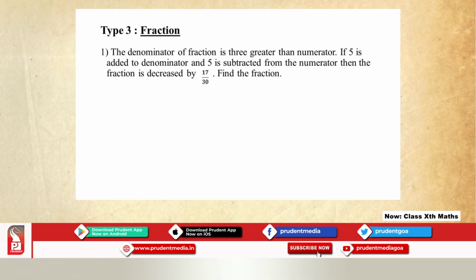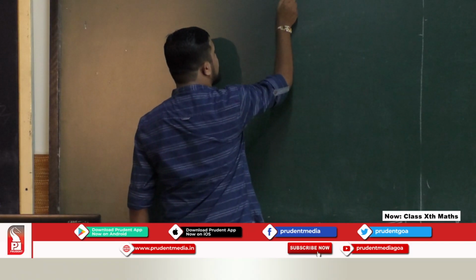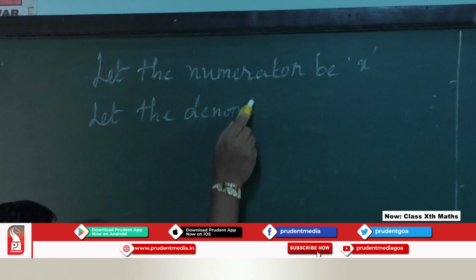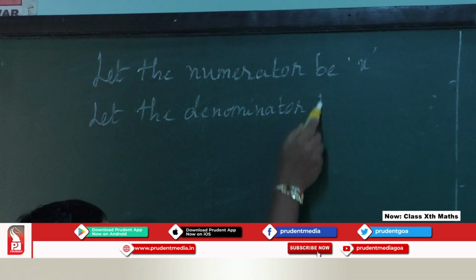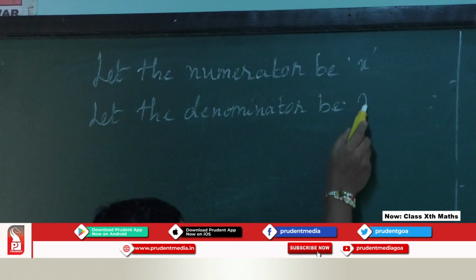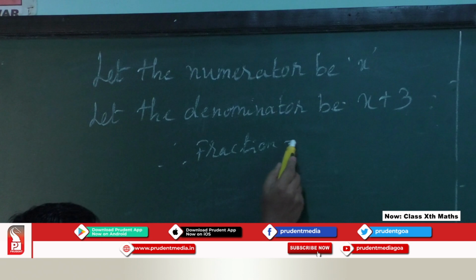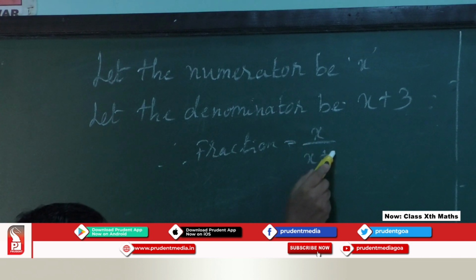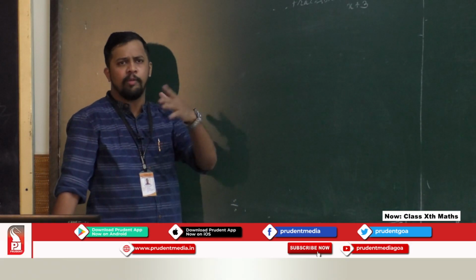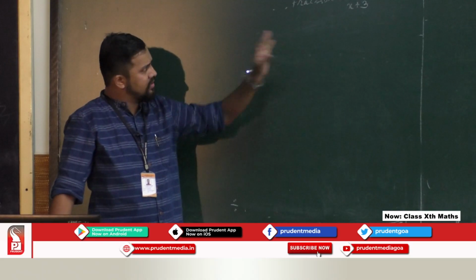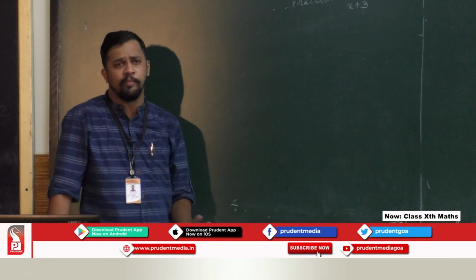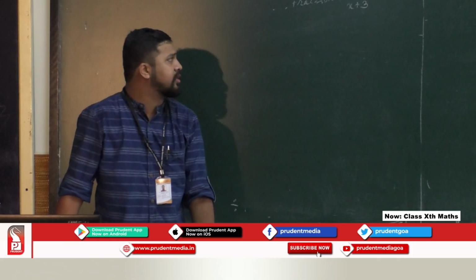So let the denominator be x plus 3. 3 greater. Therefore, the fraction will be numerator upon denominator, x by x plus 3. This is our normal step. For any question of fraction, up till these 3 steps you have to do, depending upon what is asked. So here the numerator is x, the denominator is x plus 3. Therefore, the fraction is numerator upon denominator, that is x upon x plus 3.